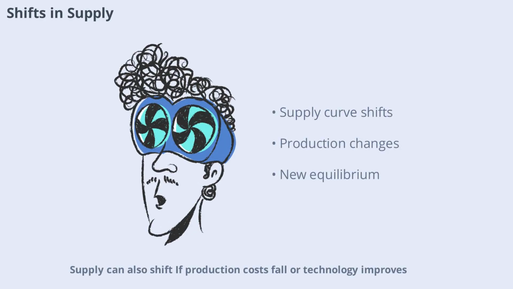Supply can also shift. If production costs fall or technology improves, sellers can offer more at every price. This shifts the supply curve to the right, lowering the equilibrium price and increasing quantity. On the other hand, if costs rise, supply shifts left, raising prices and reducing quantity. These shifts are common in real-world markets and affect prices and availability.